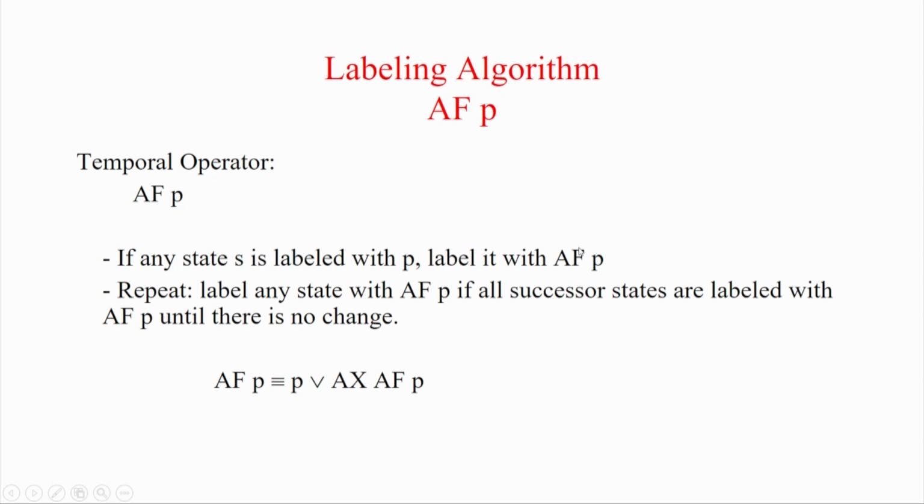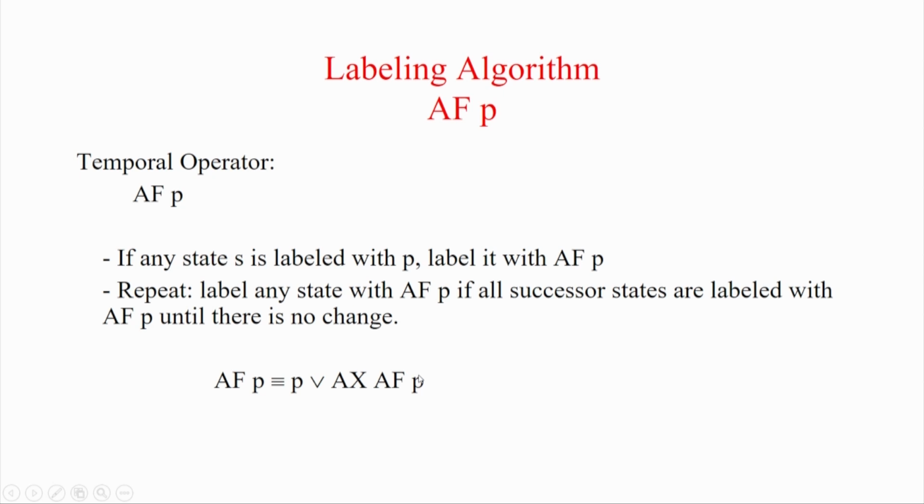As I told you, present is future. And repeat: label any state AF with P if all its successor states are labeled with AFP, until no change. I will show you an example. The formula is P. If P holds in the state itself, you just label it, or AX AFP, that is all states next, all paths in future P. So that is a way of labeling.